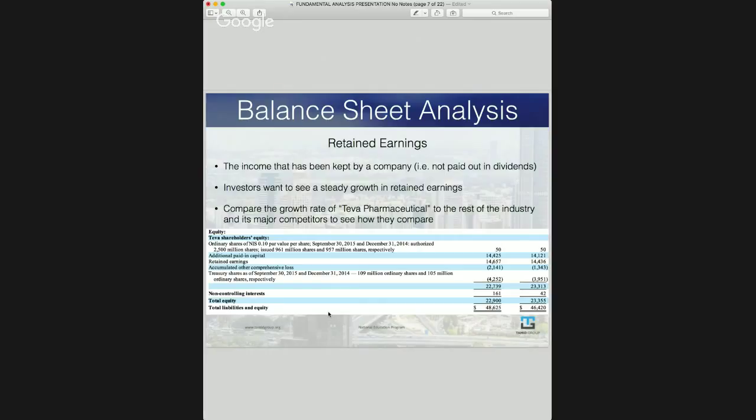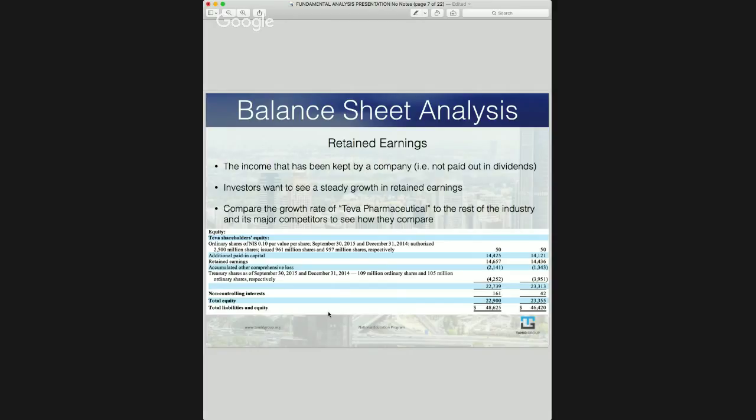And the next thing we're going to look at is the retained earnings. This is the income that has been kept by a company, i.e. not paid out in dividends. Investors want to see a steady growth in retained earnings. So look at this company down here at the bottom. It's Teva Pharmaceuticals. It's an Israeli pharmaceutical company traded on the New York Stock Exchange.